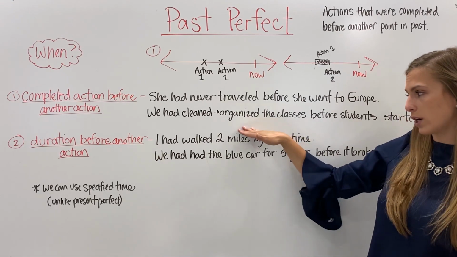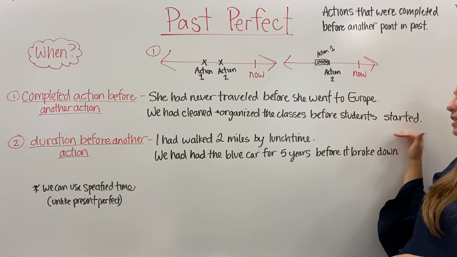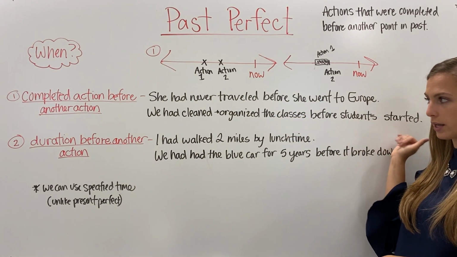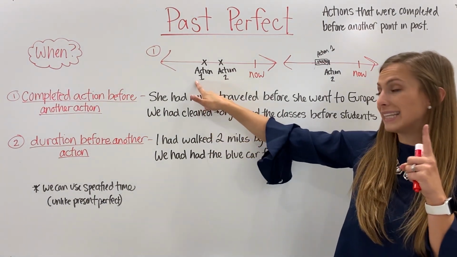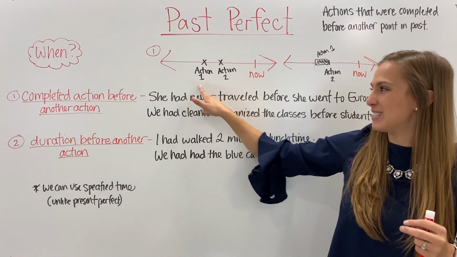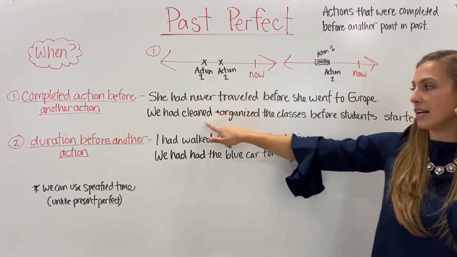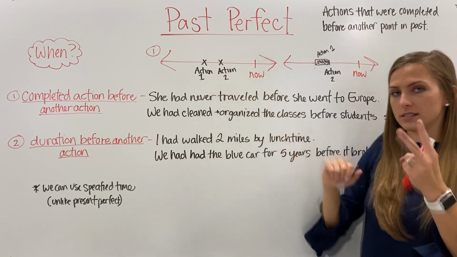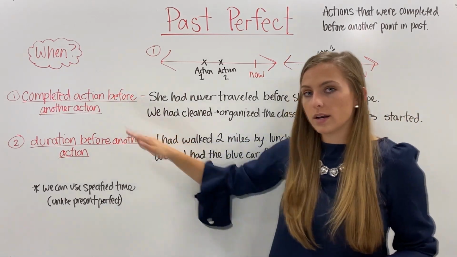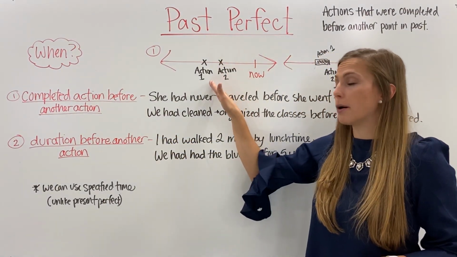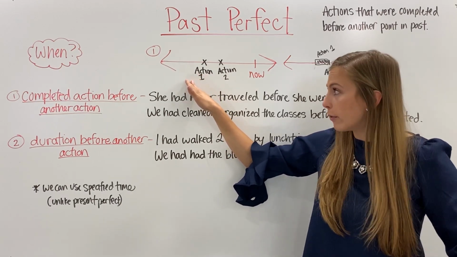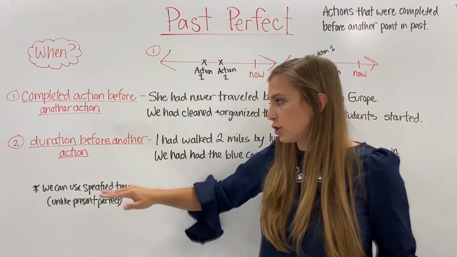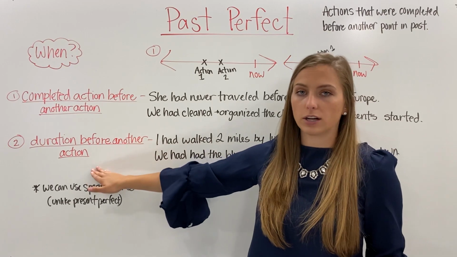Another example. We had cleaned and organized the classes before students started. Okay? So action number 1 is cleaned and organized. It's actually 2 actions there, but that's under action 1. We had cleaned and organized the classes when? Before classes started. Classes started is the second action. So as you can see, number 1, we use past perfect to talk about something that happened before a second action happened.